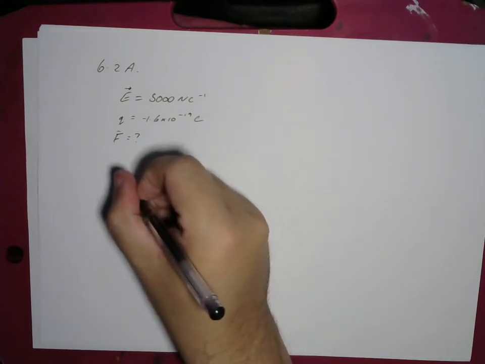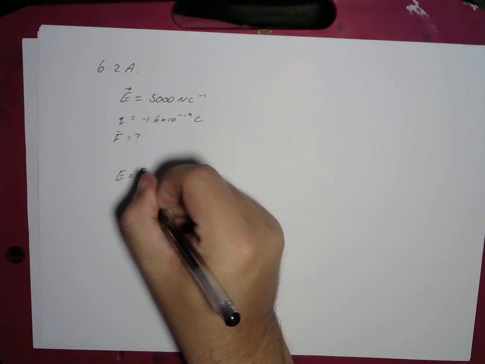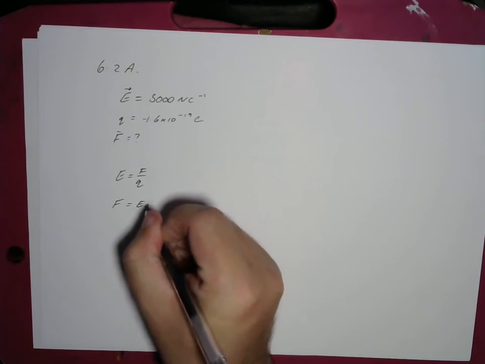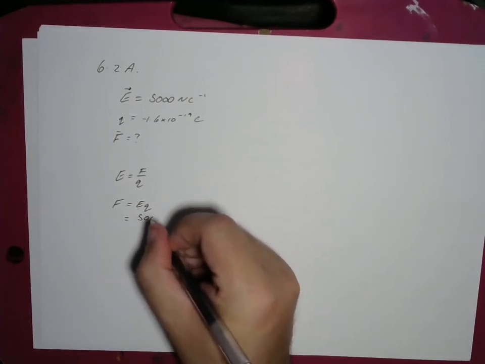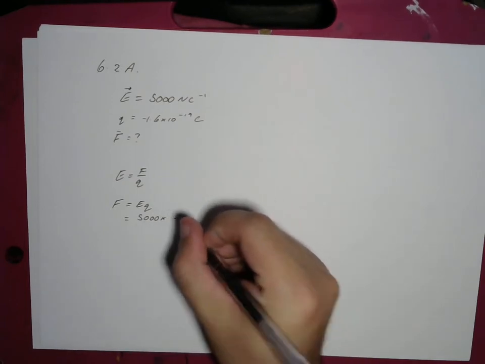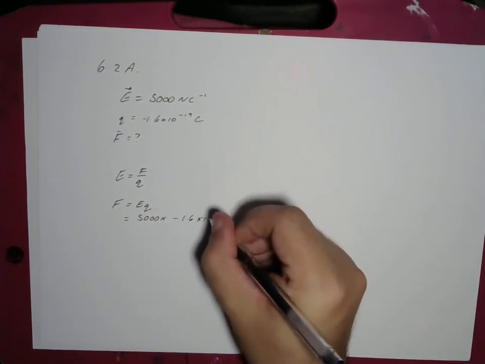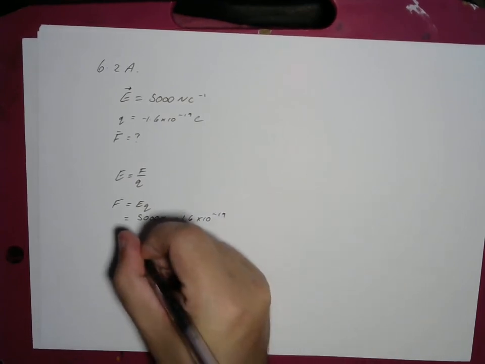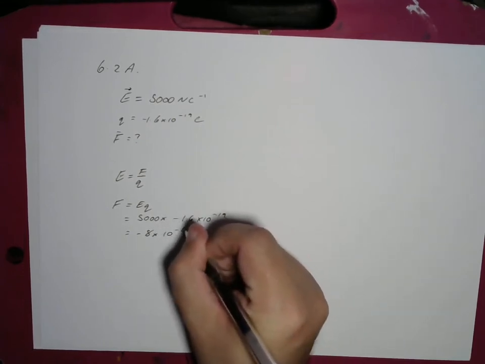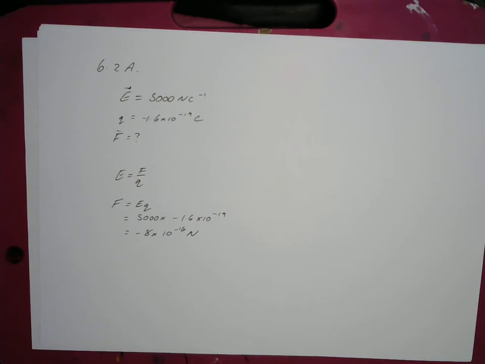We only have one equation for electric field at this point, so it's a nice easy one. E equals F over Q. I'm going to rearrange it first today. Let's be different. F equals E times Q equals 5,000 times negative 1.6 times 10 to the negative 19. Now, the way that Walding likes to do it is he doesn't put negatives in. I'm going to put the negative in for a second, because that will help us understand what our answer actually means. That equals negative 8 times 10 to the negative 16 newtons.